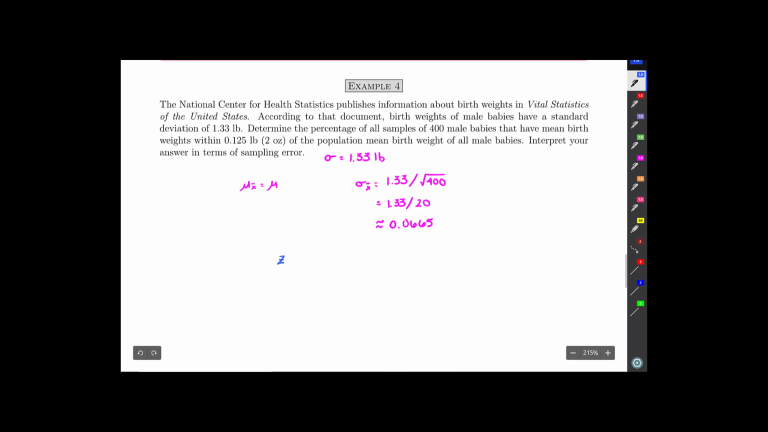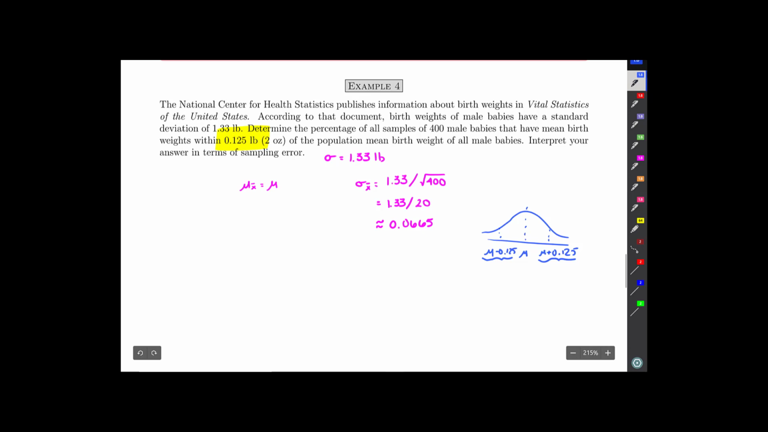So again, remember, we don't know what the population mean is, but we do know that we want our weights to be within 0.125 pounds of the population mean birth weight. So let me just sketch a quick drawing here. If we have this normal curve, our mean is right here, and we want to calculate to the right of that, so that's mu plus 0.125, and then to the left of that is mu minus 0.125. So we're going to use these two interpretations in our calculation to come up with the z-scores.